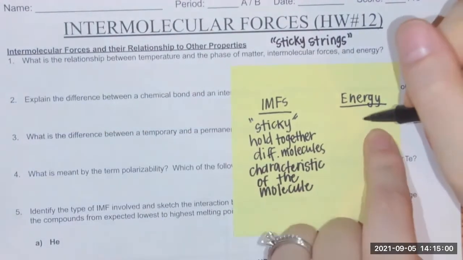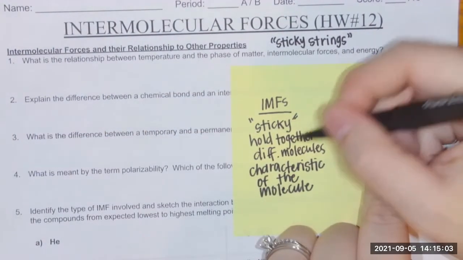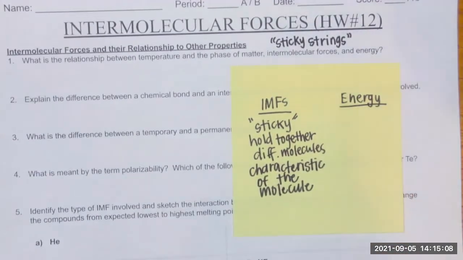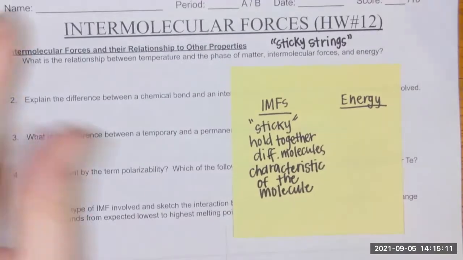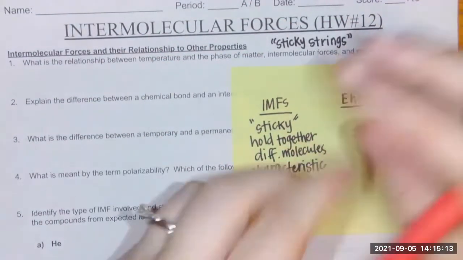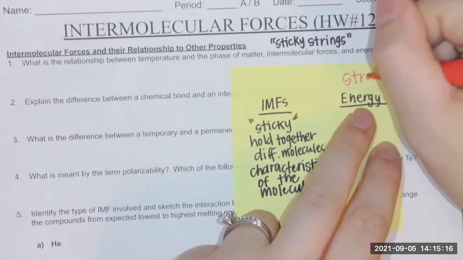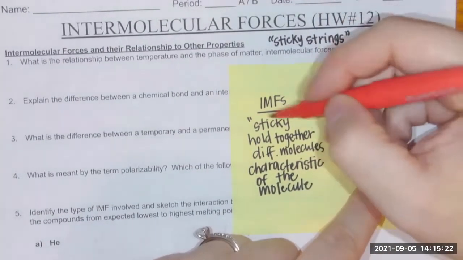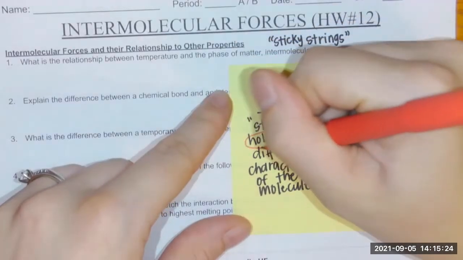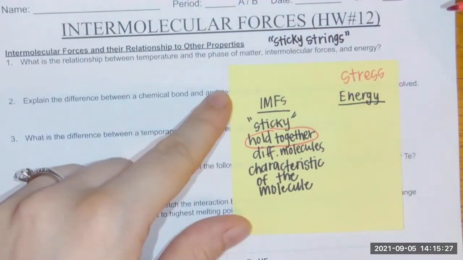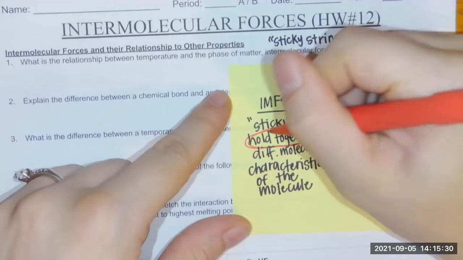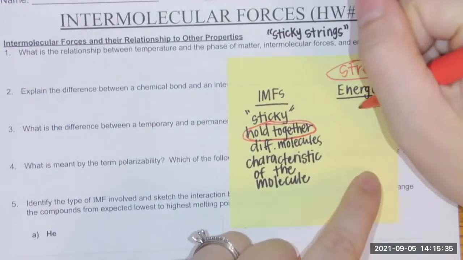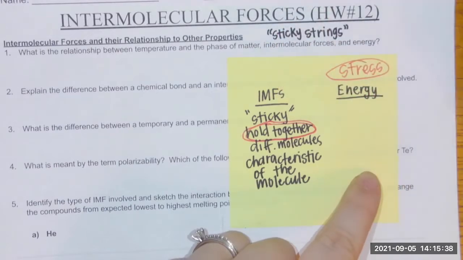If you have very low energy though, the sticky can stick together. But if the energy is high, then your sticky can't keep it together. So I honestly think of it like energy is kind of like stress. If you have a lot of stress on the system and it's very stressful, then your coping mechanism of how you hold yourself together is going to be harder and harder the more stress is put on you. So the higher the energy, the harder it is for the IMFs to hold together.